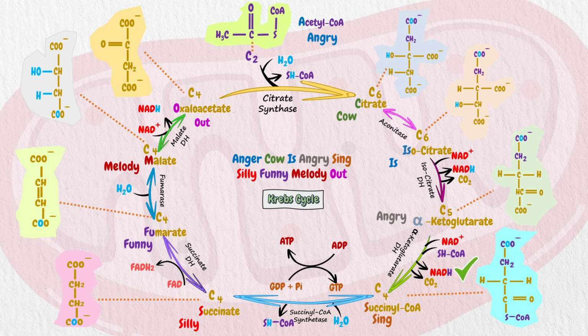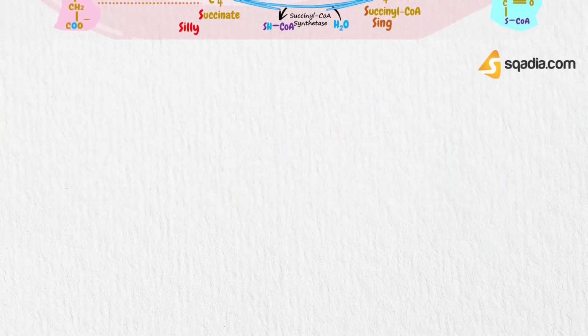Total 3 NADH are produced: 1, 2, and 3. Whereas 1 FADH2 is produced. Moving towards regulation of the Krebs cycle.